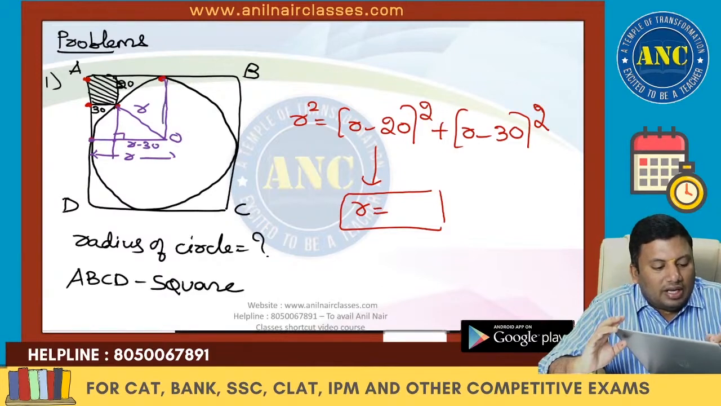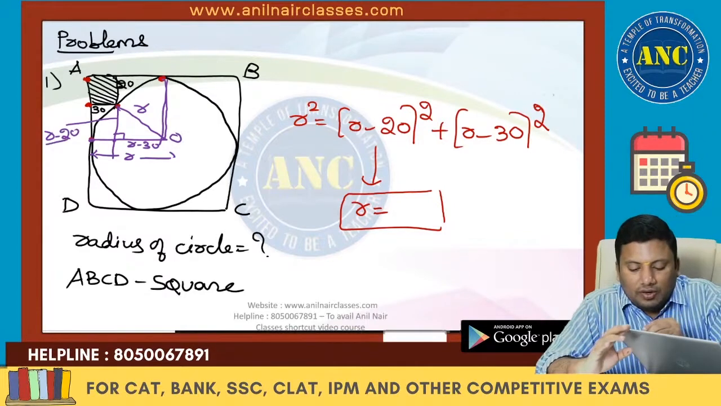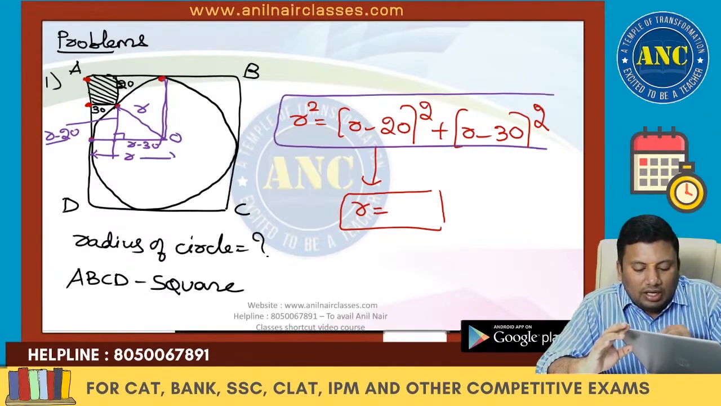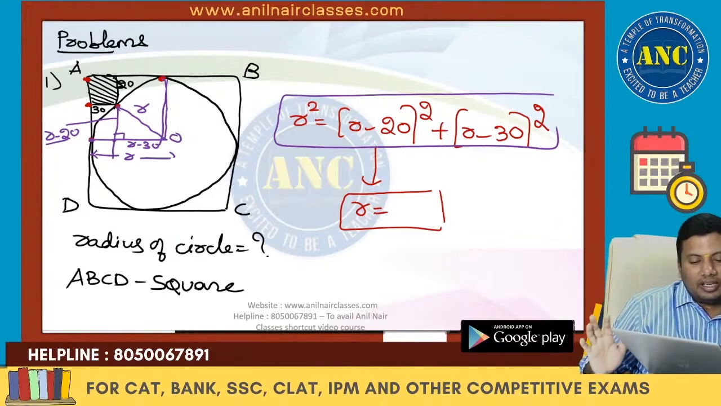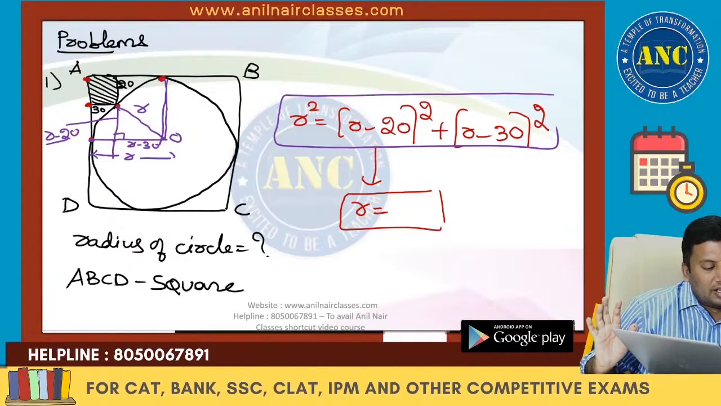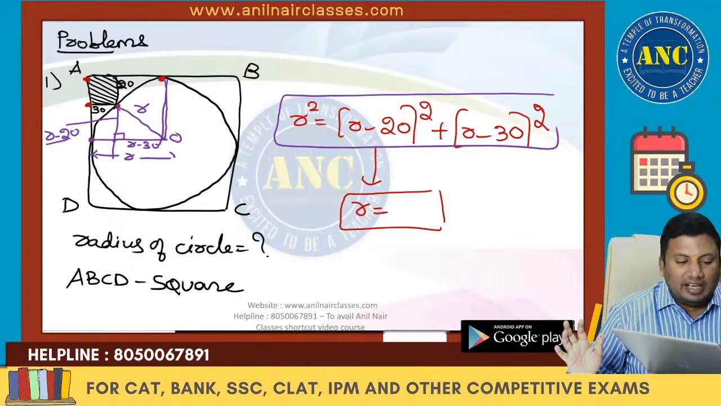From here to here it is R. The top is 20, so it is nothing but R minus 20. R square is equivalent to (R minus 20) square plus (R minus 30) square. If you get a negative value for R, the radius cannot take a negative, so that itself is the answer. I hope the first one is clear.